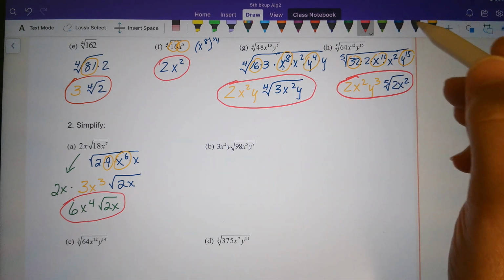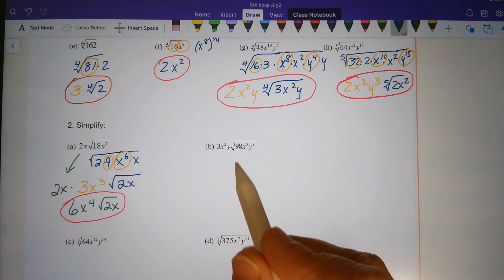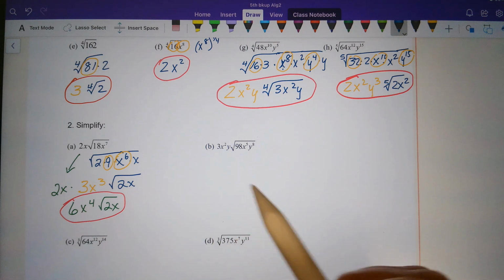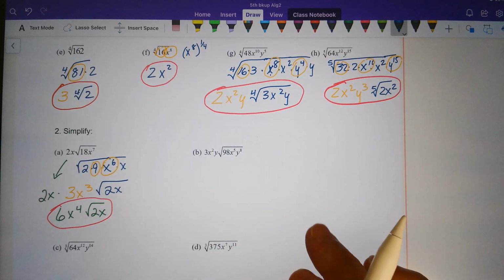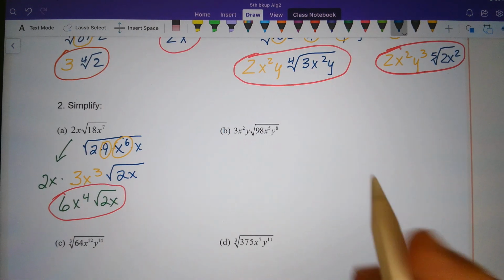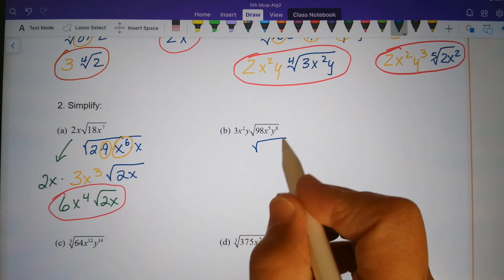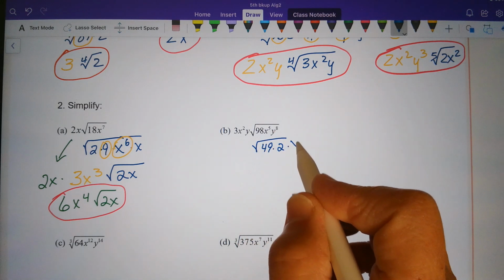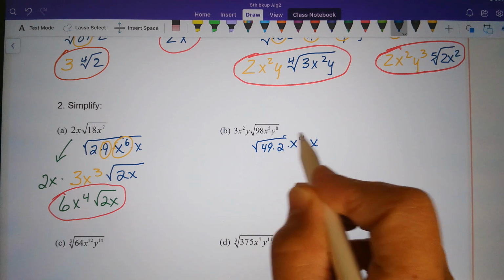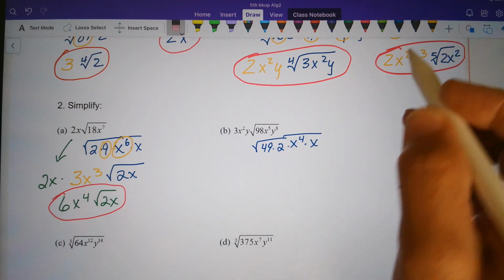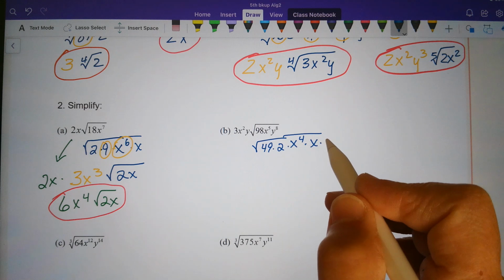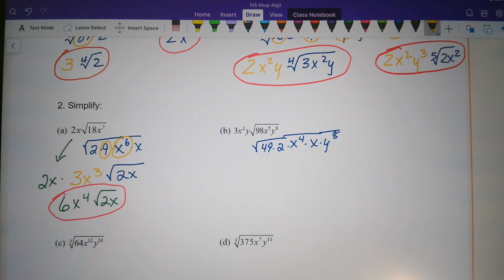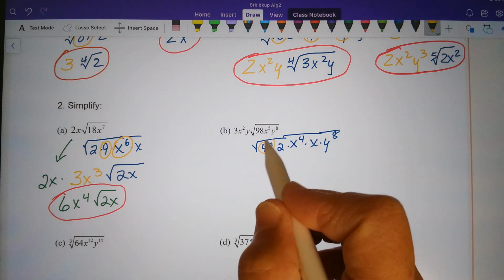B, 98. Is that 49 times 2? Yes, 49 times 2 is 98. So this is the square root of 49 times 2. X to the 5th we'll write as x to the 4th times x. And y to the 8th is a perfect square. That stays as is. Circle the things that are perfect squares.